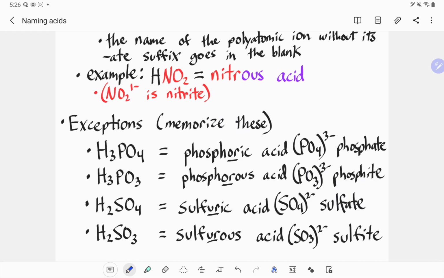But that is all we have for naming acids. So hopefully that was helpful. Now we know how to name any acid that is thrown at us. Hopefully not literally, so we don't get chemical burn. But hopefully that's helpful.